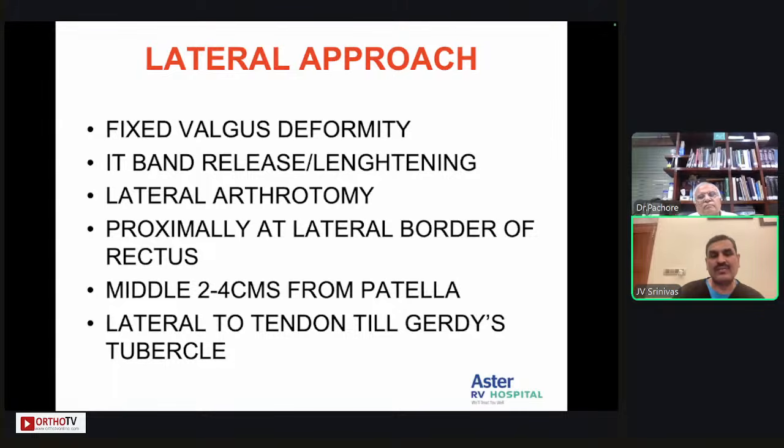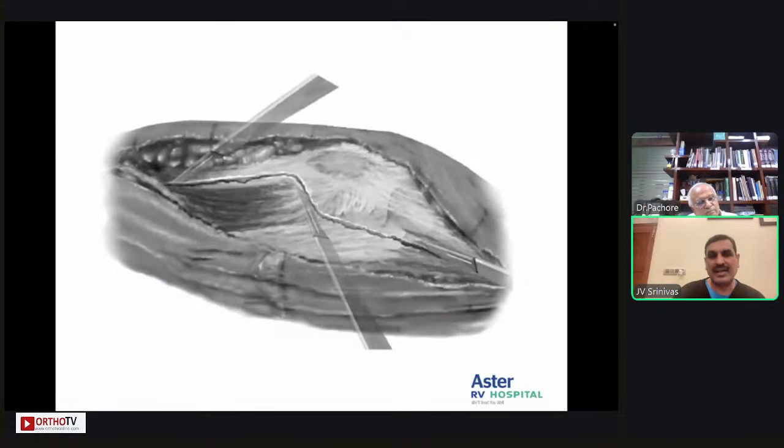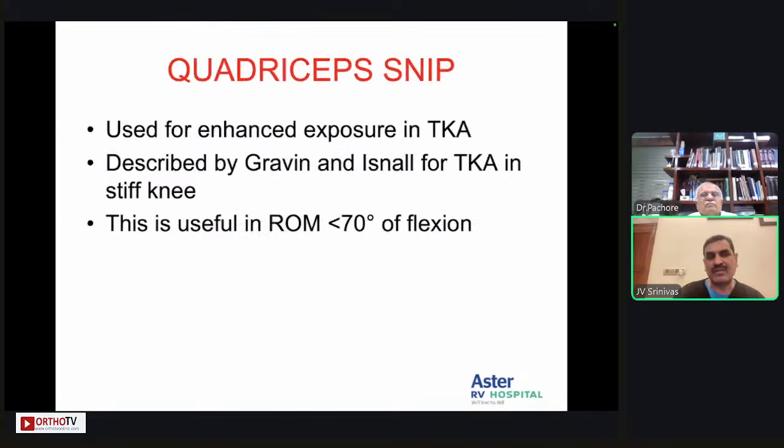And in case you want to do a reverse VY-plasty, you can convert the lateral approach to a reverse VY-plasty. It's a fantastic approach, but unless you are trained in this approach, you should not go into that area, because the lateral parapatellar approach requires a little orientation. If you have done a couple of cases, yes, but as a first time, don't do it. Take the help of seniors to do that. This is a lateral parapatellar arthrotomy.